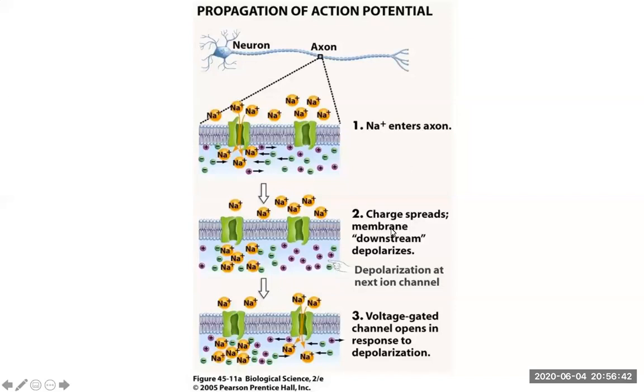The charge will spread, and the membrane downstream will also depolarize. We have sort of this positive feedback mechanism. Once we reach what we call threshold, once the inside of the cell gets to at least -50 or -55 millivolts, we have a positive feedback mechanism that starts to open up automatically more and more sodium channels. Sodium ions will rush into the cell, further causing this upswing in depolarization and eventually leading to an action potential peak.